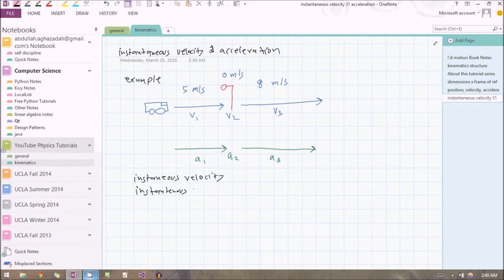Instantaneous acceleration. So your velocity at that instant in time and your acceleration at that instant in time. And basically, in order to find this out, we're going to need to use differential calculus.